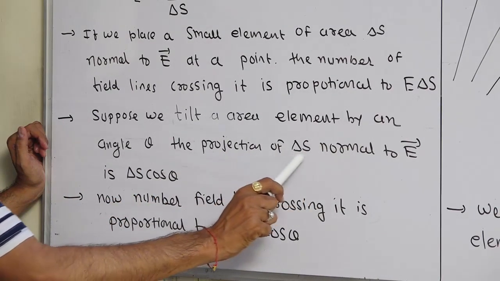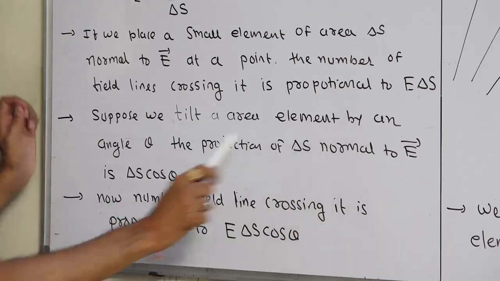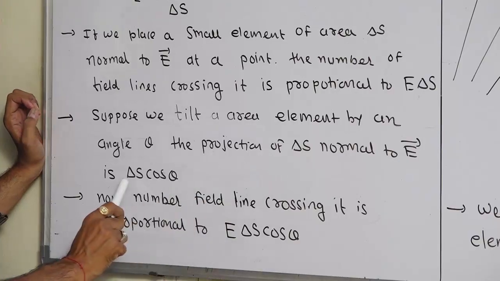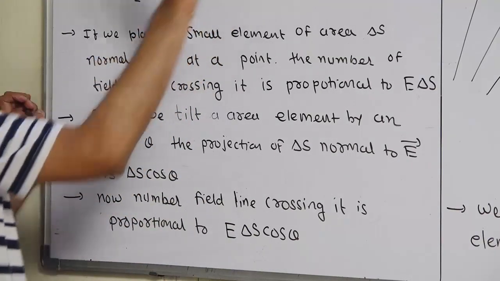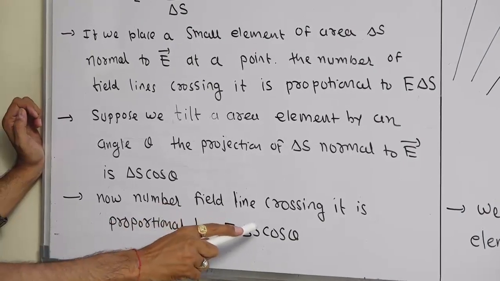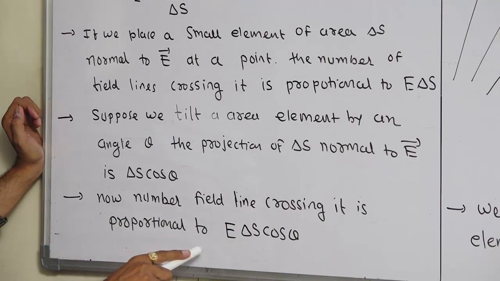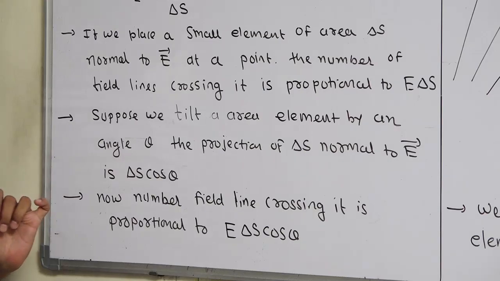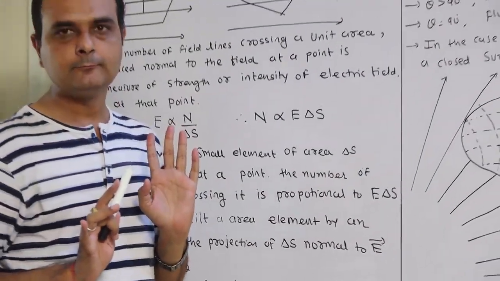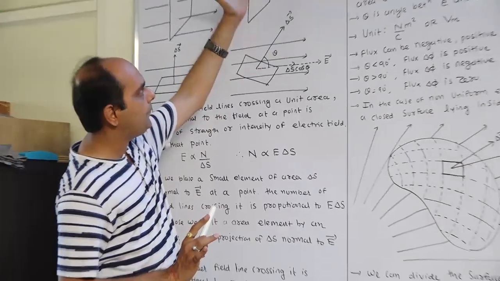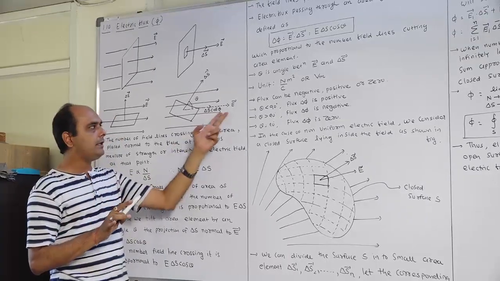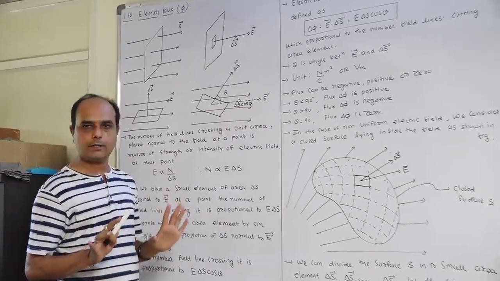The projection of delta S normal to E is delta S cos theta. Again, it is the same statement. Now the number of field lines crossing it is proportional to E delta S cos theta. So there are two equations completed. When the plane is exactly normal to the field, it is E delta S. When the plane makes an angle theta with E, it is E into delta S cos theta.